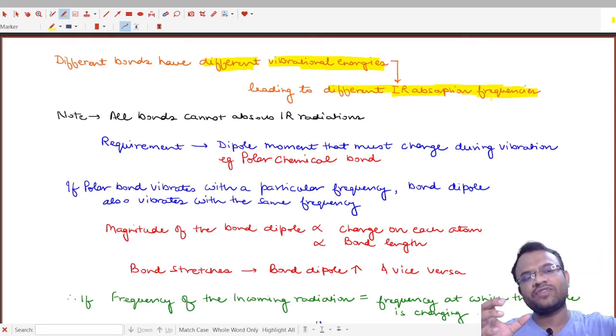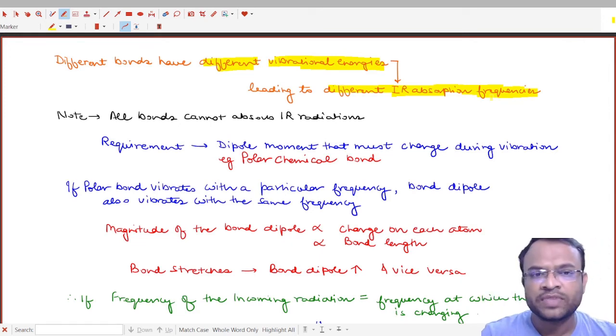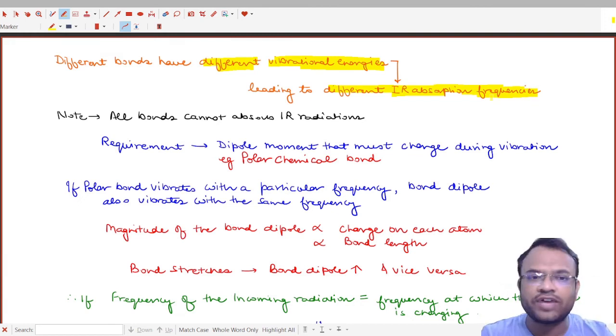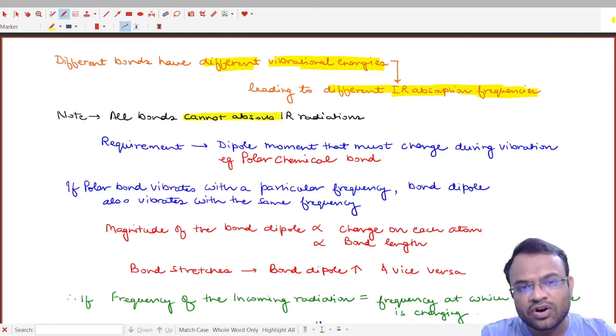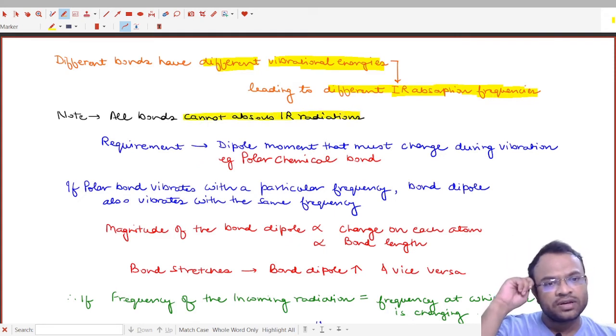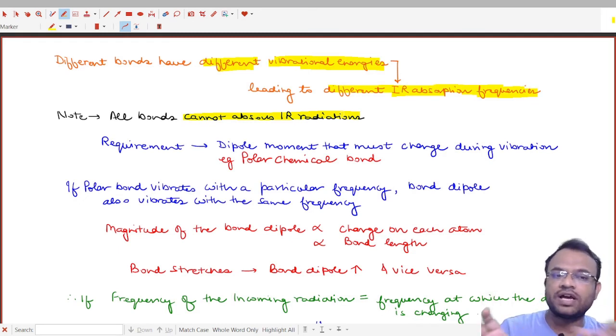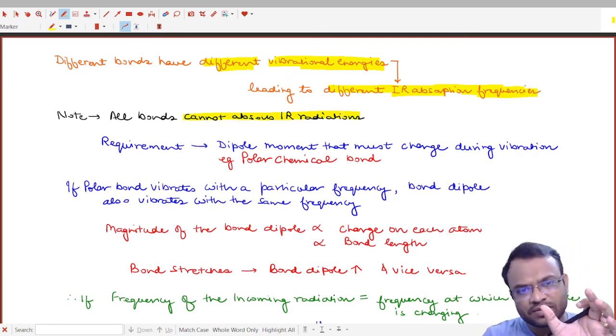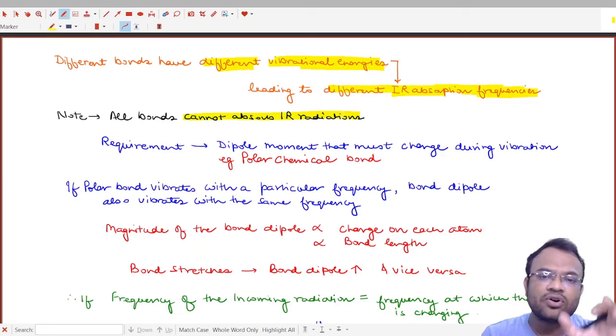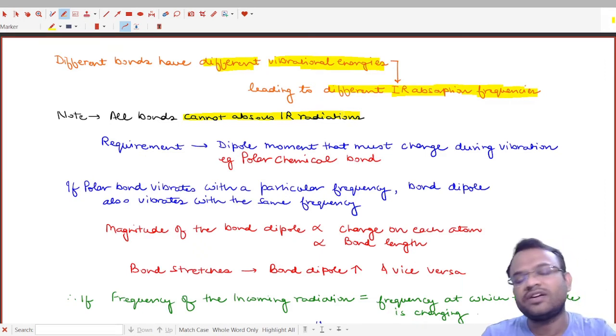I mean to say, if the infrared radiation has a frequency that is similar to this bond vibrational frequency, then only it will be absorbed, otherwise it will not be absorbed. That means different bonds will have different vibrational energies. Also understand that all bonds cannot absorb infrared radiations. Now all molecules have bonds, right? I mean different atoms are connected with bonds. But understand this, as I have previously said also, that they are vibrating, but it is not necessary that all bonds can absorb infrared radiations. Some of them cannot absorb infrared radiations.